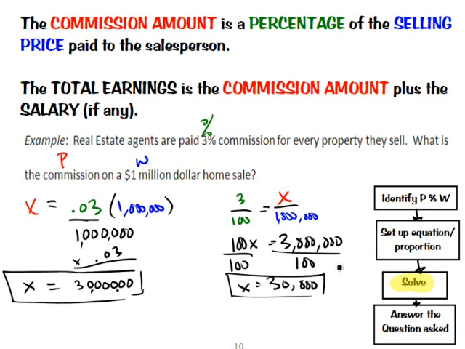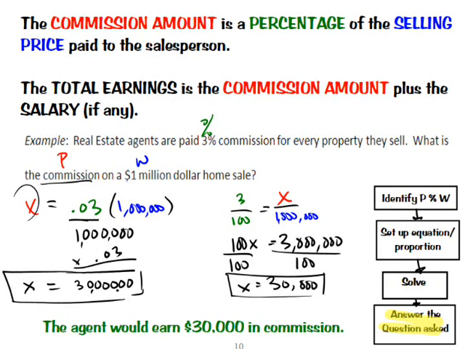And whichever method you choose, so long as you multiply or divide carefully, you get 30,000 for x, and x was holding the place of our part, which is the commission or commission amount. So now we can answer the question asked, which is, what is the commission on a $1 million home sale? Well, this agent would earn $30,000 in commission.